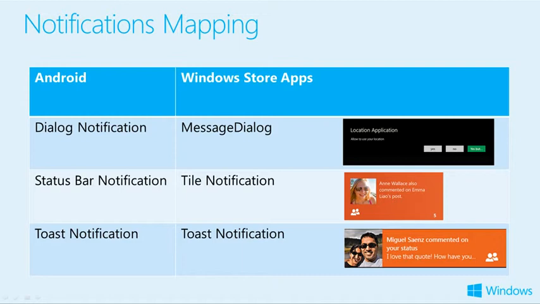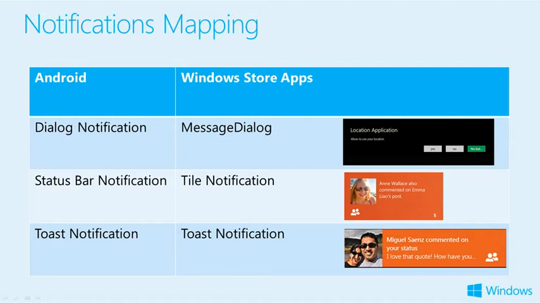In Android, status bar notification is persistent information that requires the user to respond. In Windows Store apps, the tile notification is the replacement to show such kind of information. You can show the text, image in the tile, and there is a badge in the tile which can show the number or status. Toast notifications is the time-sensitive non-persistent message.